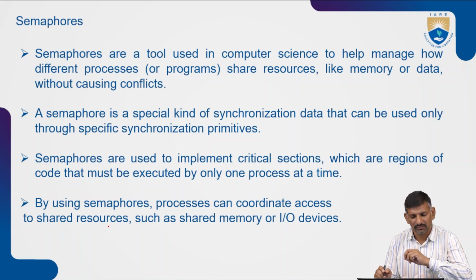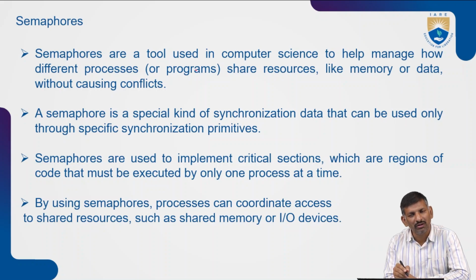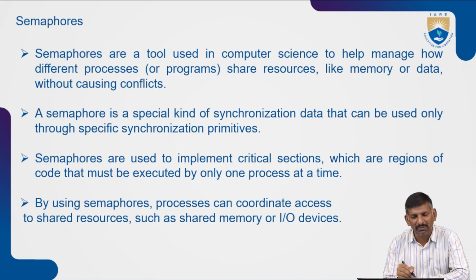Semaphores are a tool used in computer science to help manage how different processes or programs share resources like memory or data without causing conflicts. A semaphore is a special kind of synchronization data that can be used only through specific synchronization primitives. Semaphores are used to implement critical sections, which are regions of code that must be executed by only one process at a time, like a traffic signal.